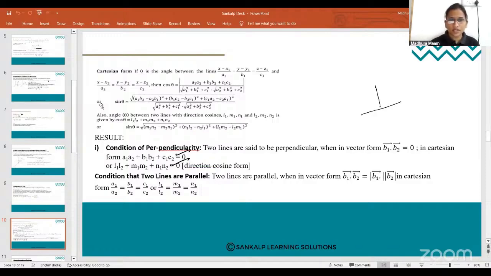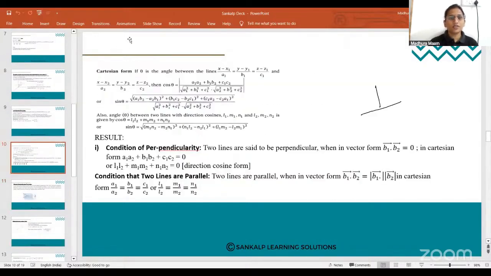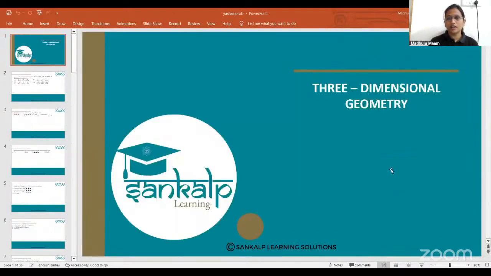In place of direction ratios, you will get direction cosines. l1 l2 plus m1 m2 plus n1 n2 will be 0 for perpendicularity. Similarly for the parallel condition, l1 by l2 will be equal to m1 by m2, and that will be equal to n1 by n2. So these are the few conditions. Based on this angle between the lines, we will continue with questions. We did a few questions yesterday. We will continue with the questions.